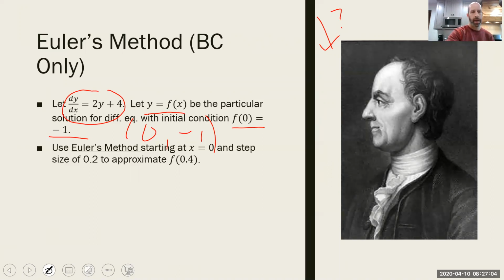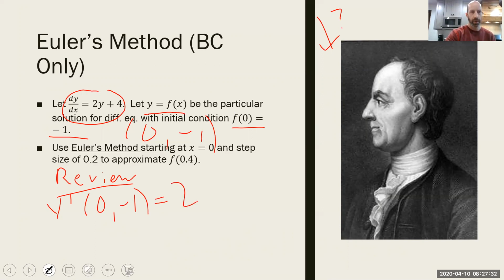So the first thing I'm going to ask you to do is, if you do not know Euler's formula, if you've forgotten it, I would encourage you, go review this formula. If you don't know it, you need to review it, because if you don't know it and it's on the test, you're going to miss that. And it's not hard, it's easy, but if you don't know it, you're in trouble. So y prime of (0, -1) is going to yield 2, and that's using the differential equation above.